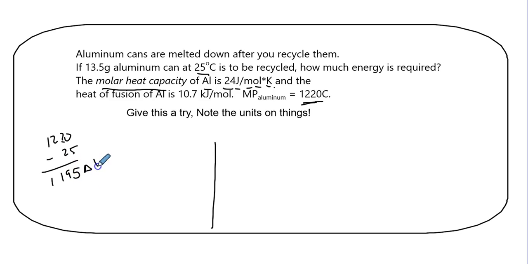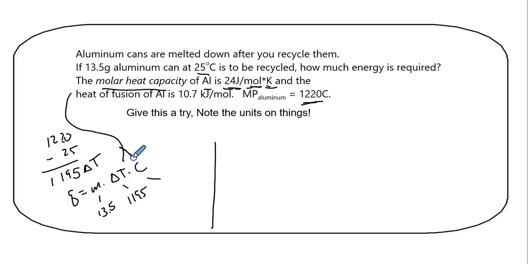Now that's my delta T. I'm going to go Q equals mass times delta T times specific heat. Okay, they're giving me a couple of things here. That's my mass, 13.5. Change in temperature 1195. Specific heat is telling me my molar heat capacity is 24 joules per mole Kelvin. Now heat capacity is the same thing as this, so I don't have this one right here. I do have something else. I'm going to go this way then. I'm going to say, okay, for every mole, 24 joules raises 1 mole 1 degree. And 13.5 grams is half a mole.